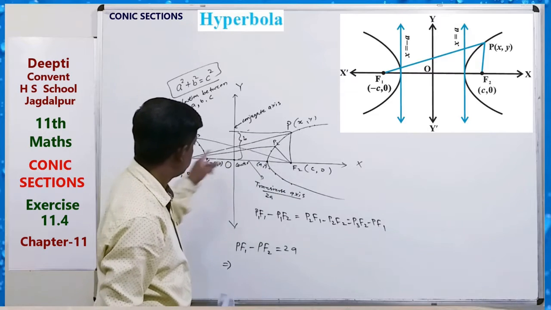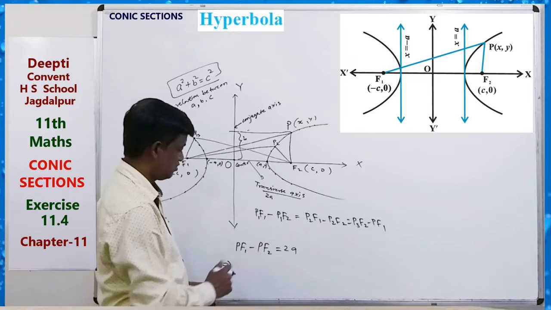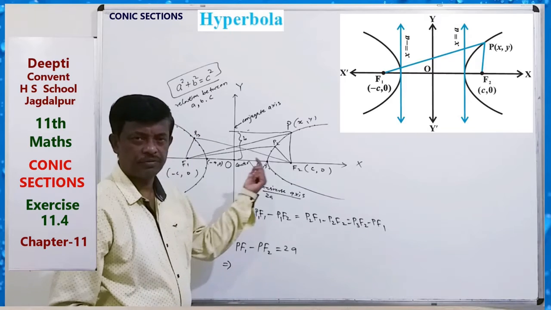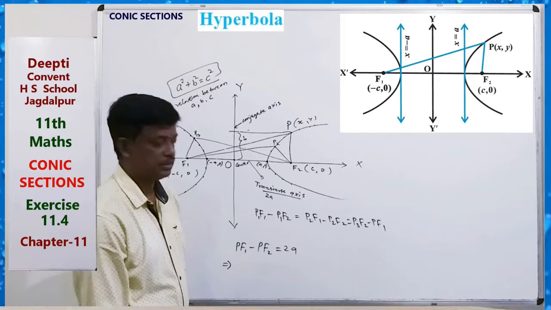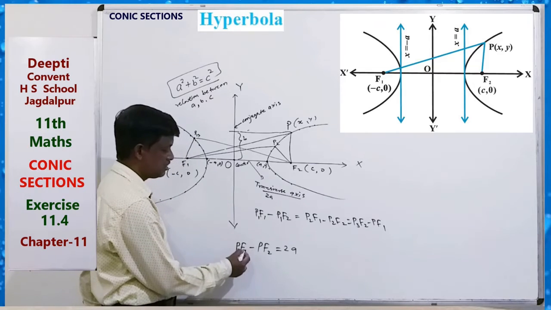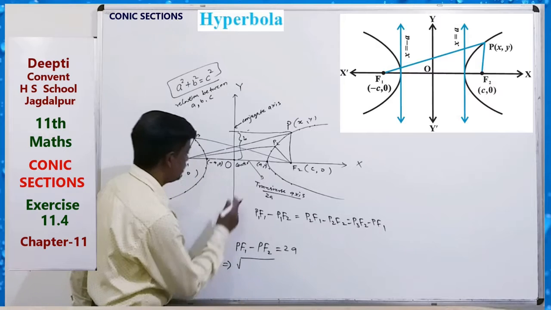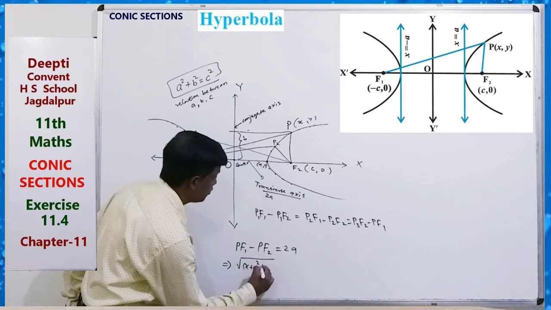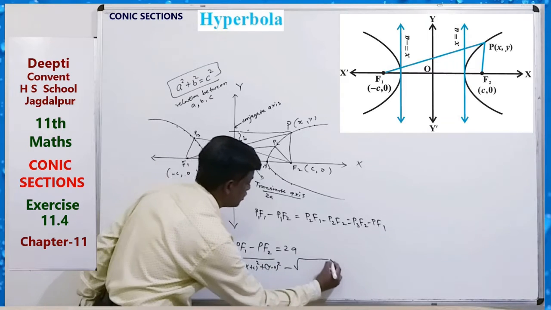We can find this distance from here. Squaring both sides, just like in the case of ellipse, we can find a relation here. So PF1 is the root of (x plus c) square plus (y minus 0) square, minus the root of this, equals 2a.